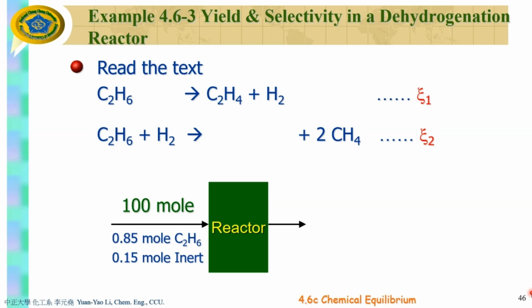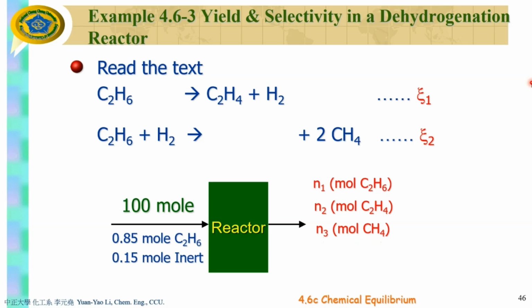Right, and then we have two specifications. As we know, we have N1, which is C2H6, this is unknown. And we have N2, which is C2H4, unknown. This is the desired product, right? Desired product. And N3, which is CH4.